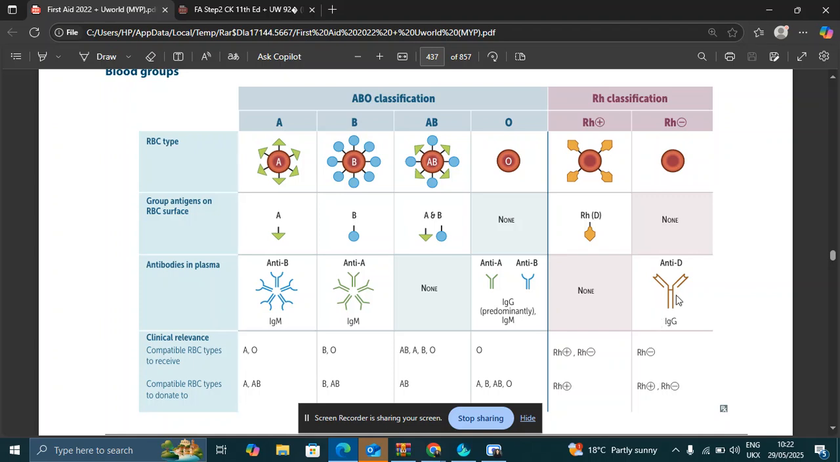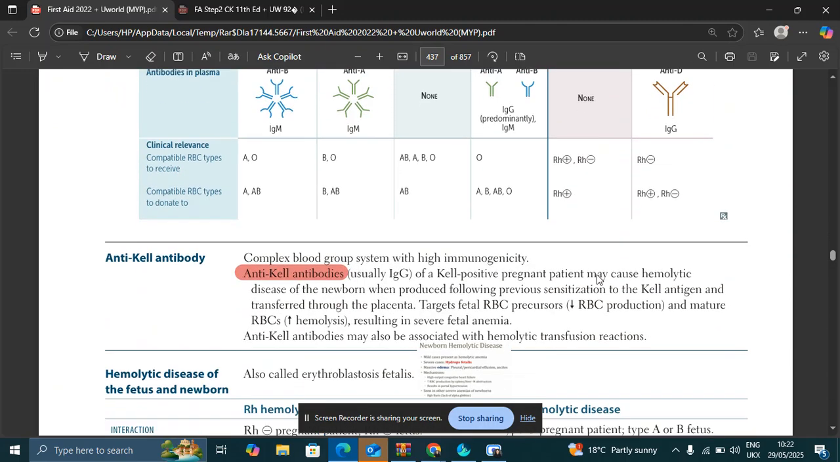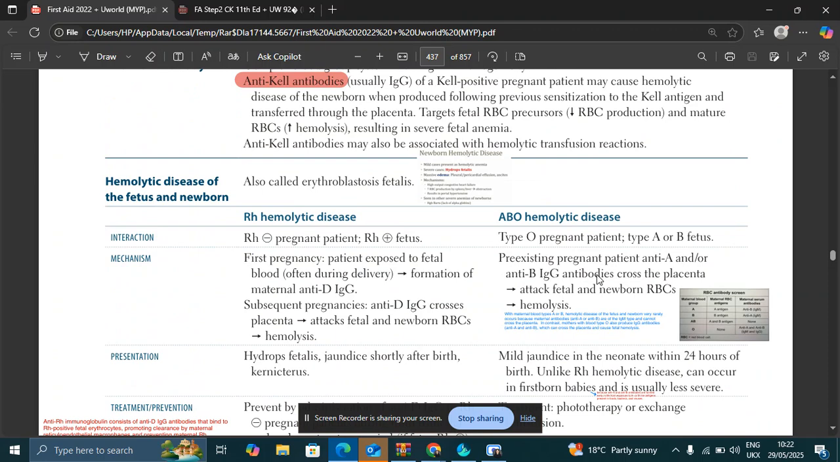Usually, Rh negative maternal blood interacts with Rh positive fetal blood during delivery. So this disease is usually not seen in the first pregnancy, but we will see it in subsequent pregnancies, the second and third. That is because the interaction between fetal and maternal circulation happens during delivery, not during the pregnancy.